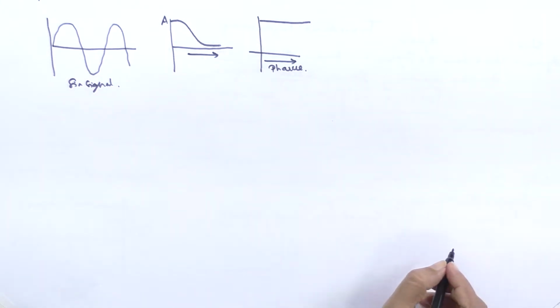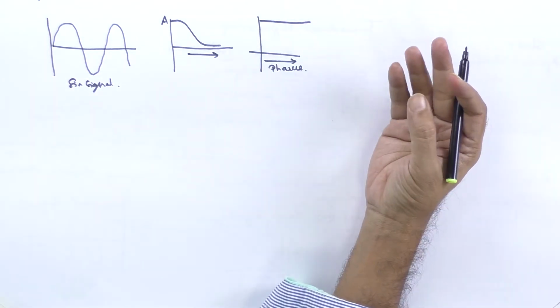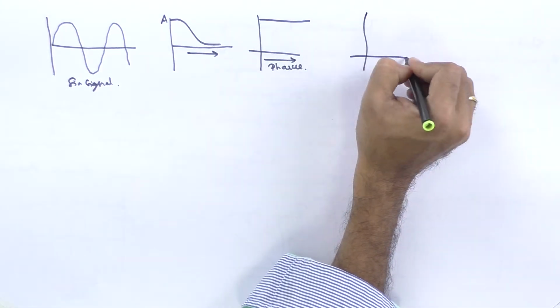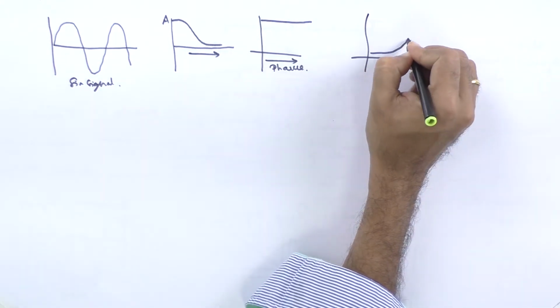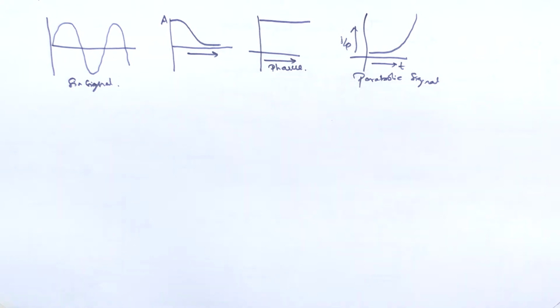domain analysis. Along with the impulse signal, unit step signal and the ramp signal, we also have a parabolic signal. A parabolic signal looks like this. So this is a parabolic signal.